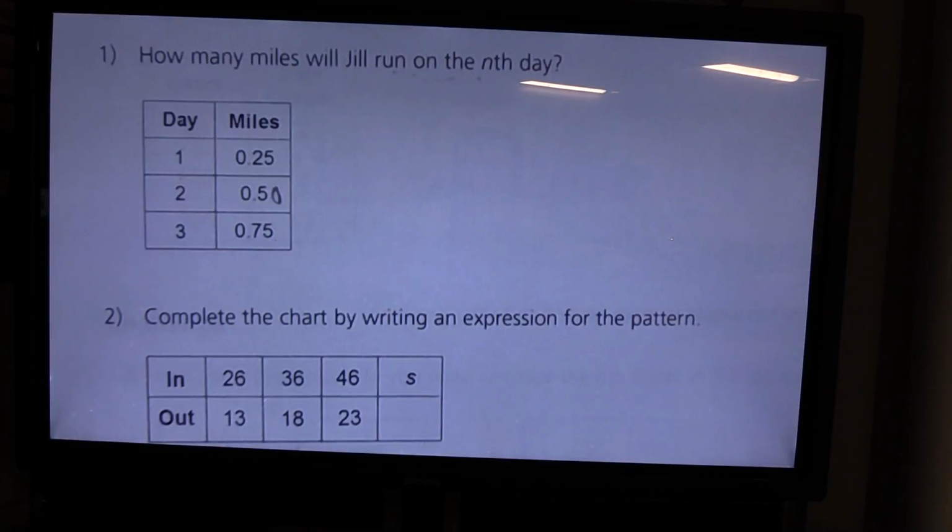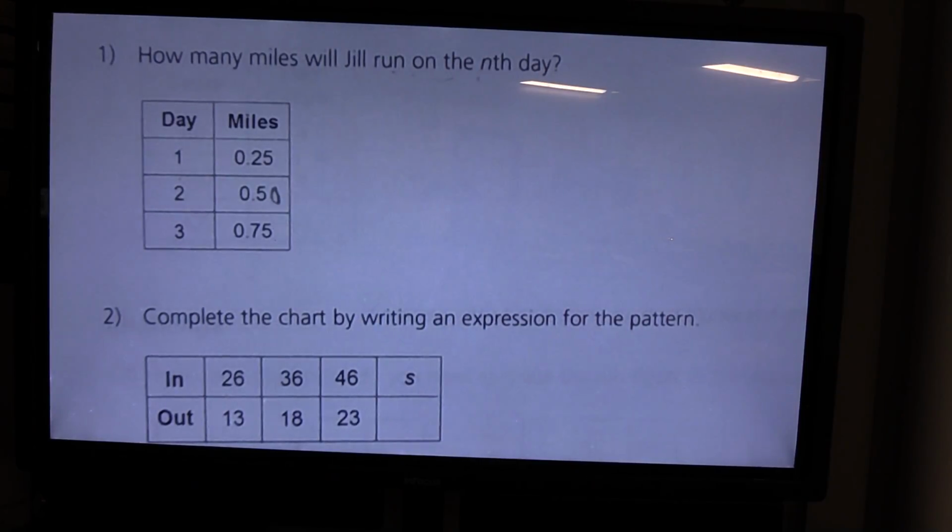I want to be able to do this very quickly, so any day given to me, whether it's maybe a year later, 365 days, how many miles has she run based on her pattern? What do you think about that? All right, Andrew.